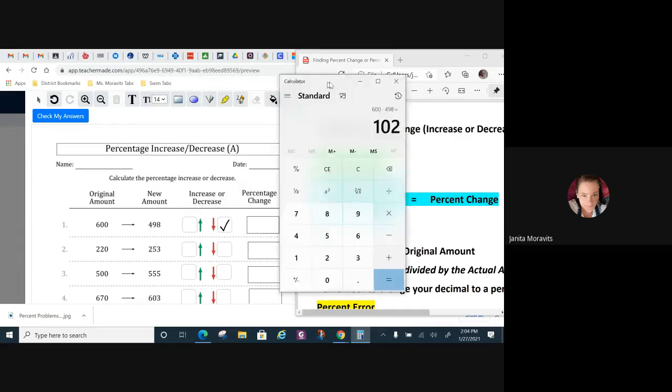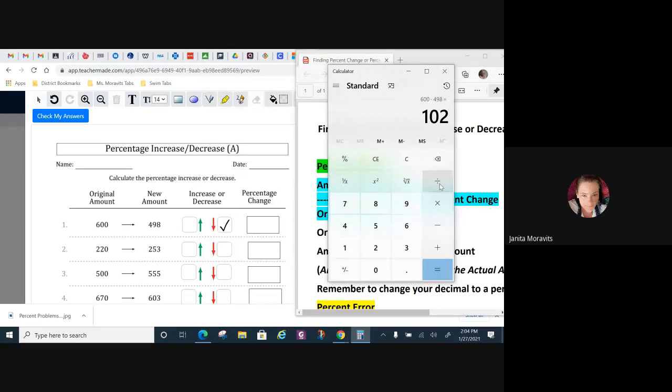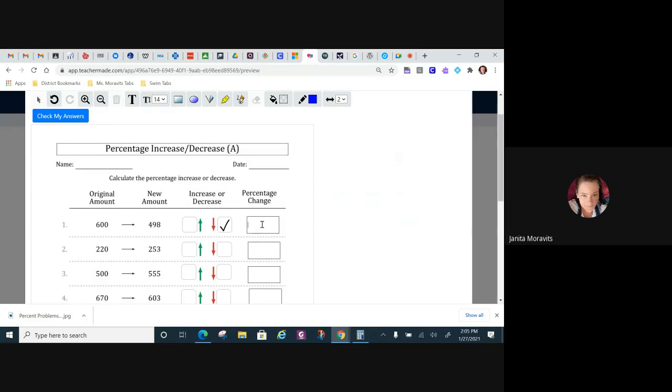Now, we're going to take that number and we're going to divide that by our original amount. So we're going to divide by 600, and that's going to equal 0.17. Well, that is our decimal. And remember we said that we have to change it to a percent. So we move our decimal 2 places to the right, 1, 2. The actual percent of change was 17%.